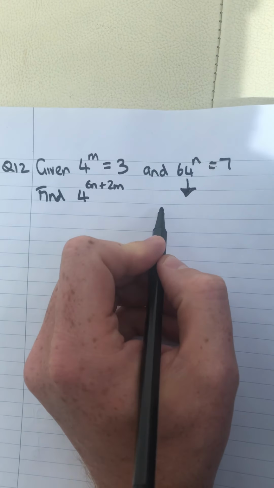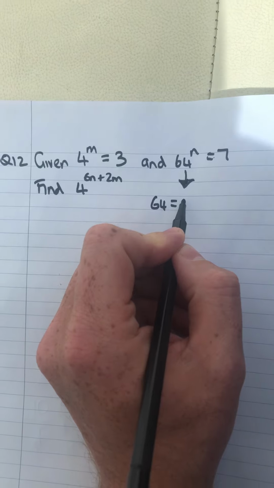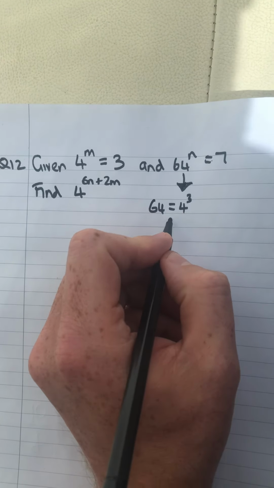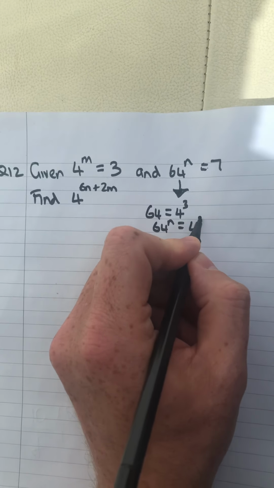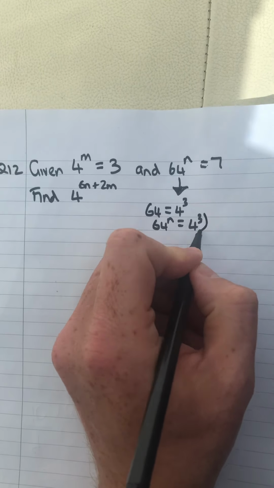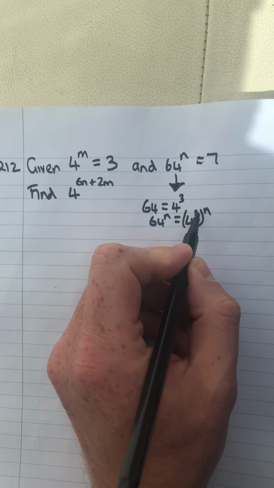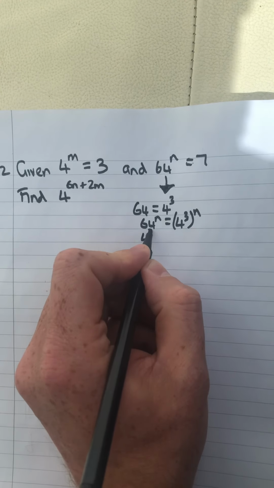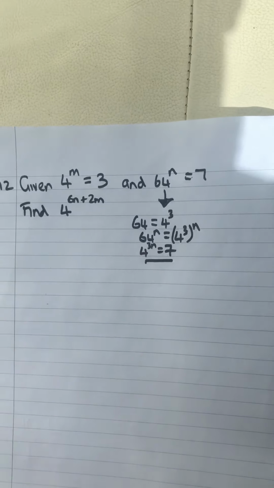So what is 64? 64 is 4 times 4 times 4, so 4 to the power of 3. If I replace 64 to the power of n, that would be 4 to the power of 3, to the power of n. If you use your index laws, that is 3 times n. So 4 to the power of 3n equals 7. That's the first bit I did.